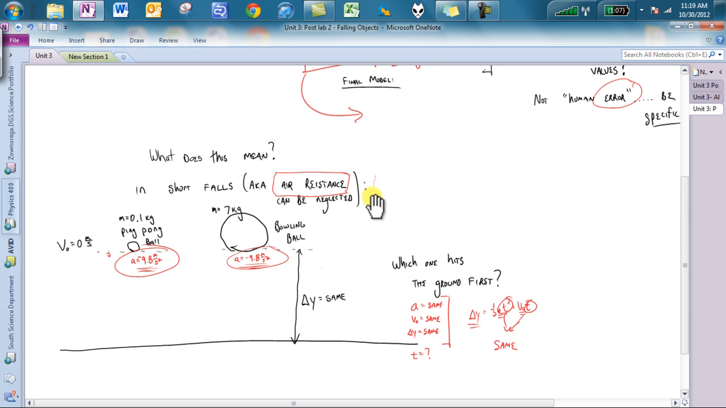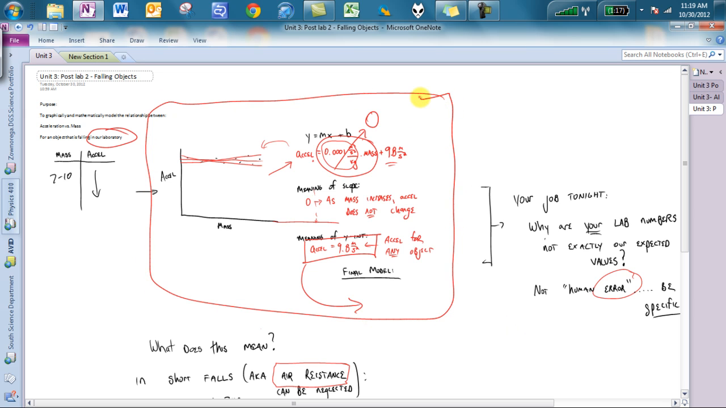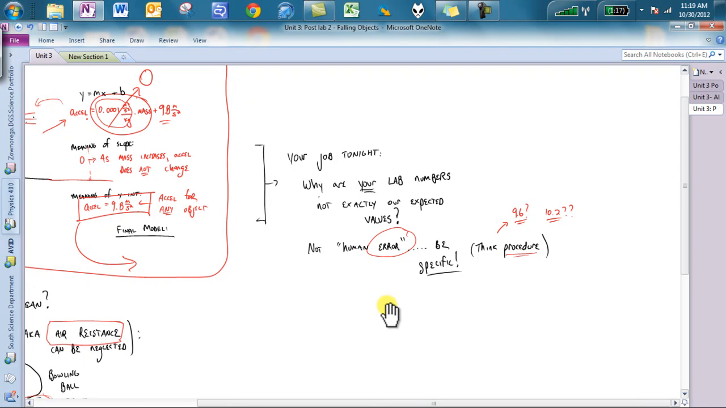So, overall, I want you guys to really walk away with understanding this piece right here, understanding why we can say that our acceleration is 9.8 meters per second squared for any object. We have a great laboratory that allowed us to say that. And then tonight, why were your numbers different? And don't just say human error.